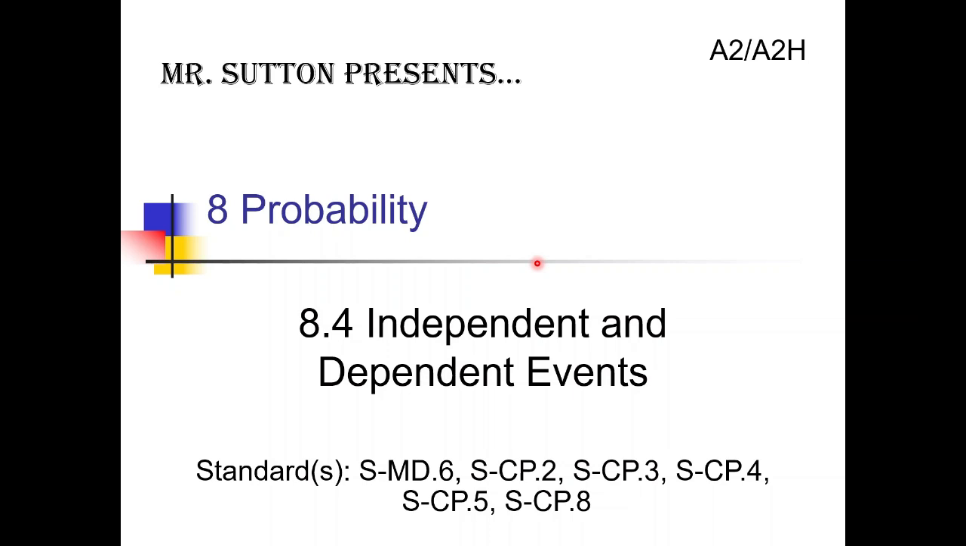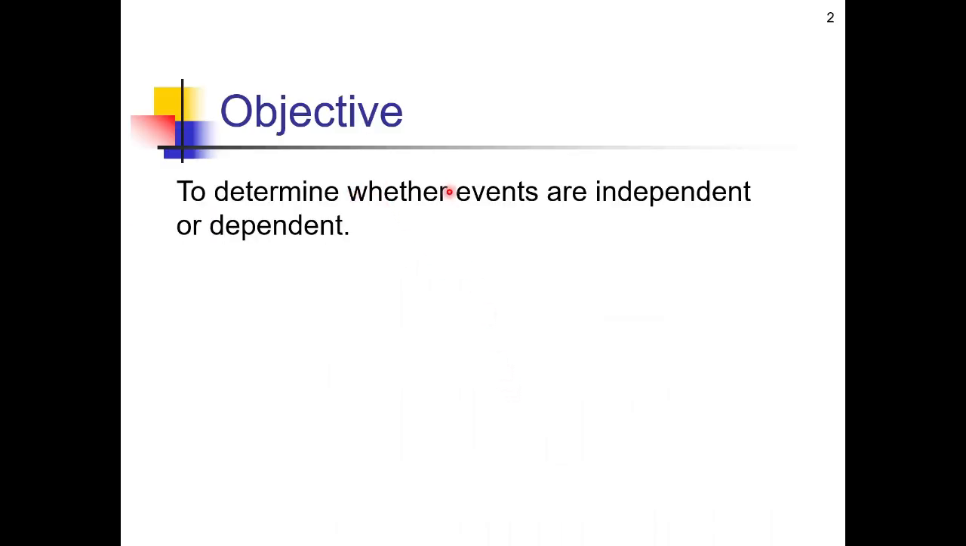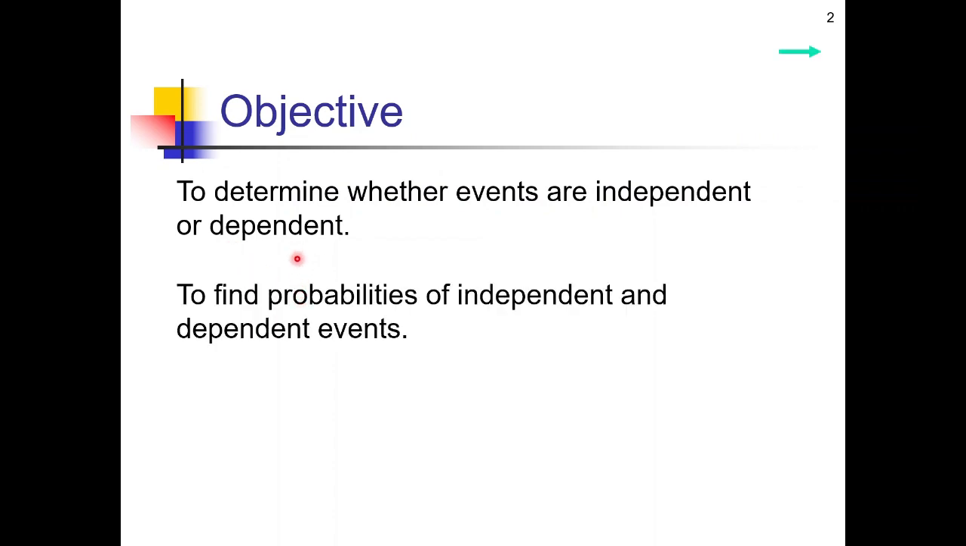Hello there, Mr. Sutton here, bringing you the Algebra 2 8-4 lesson on independent and dependent events. In this one, we are going to be determining whether events are independent or dependent, and we're going to be finding probabilities of these two different types of events.